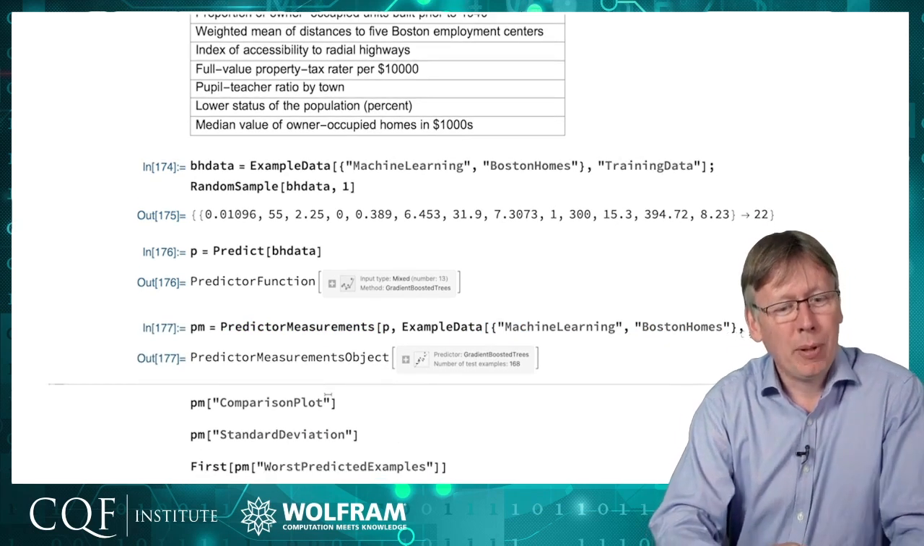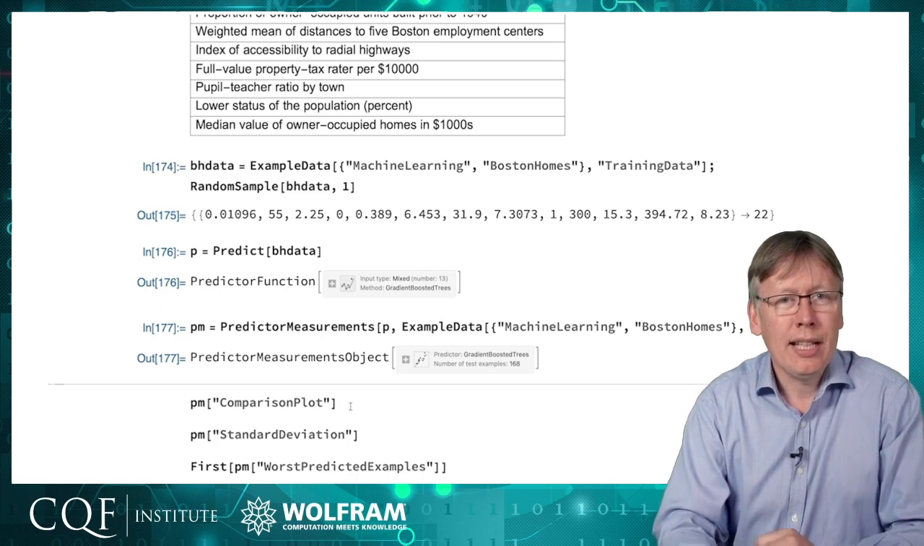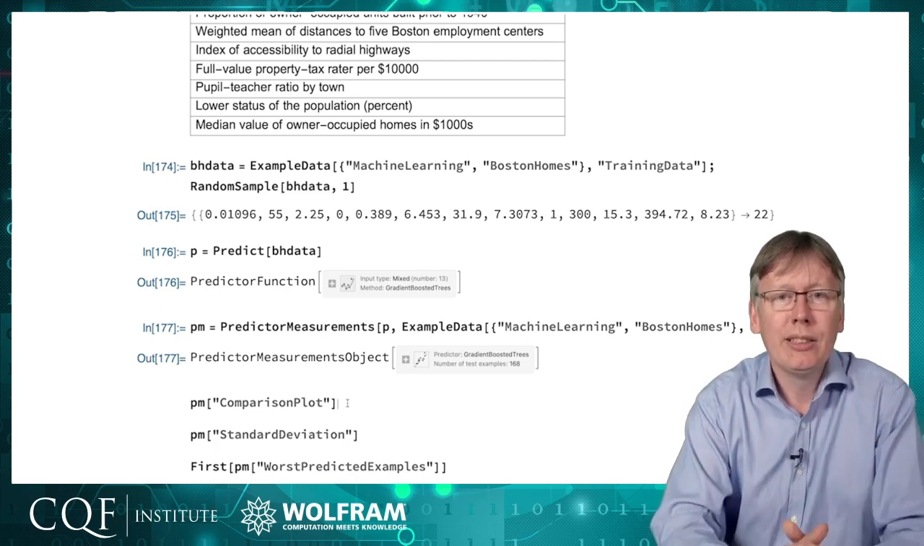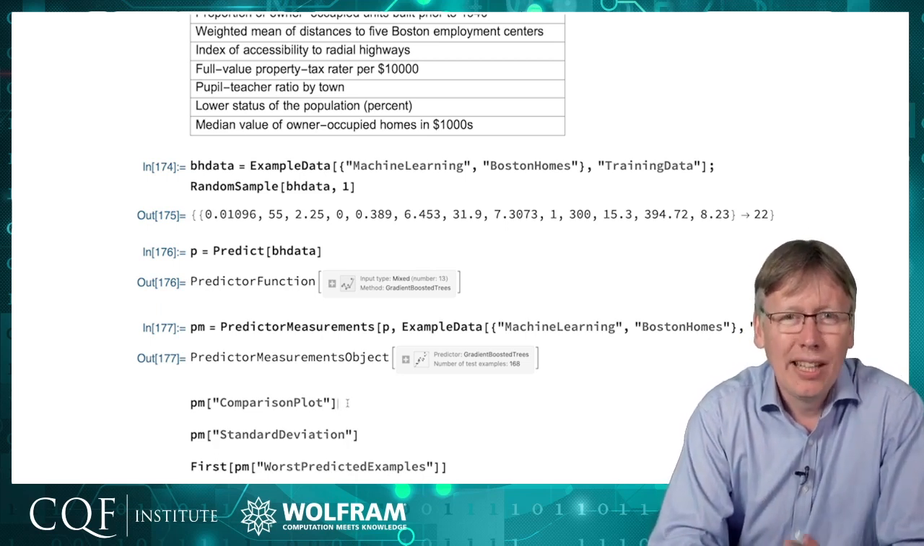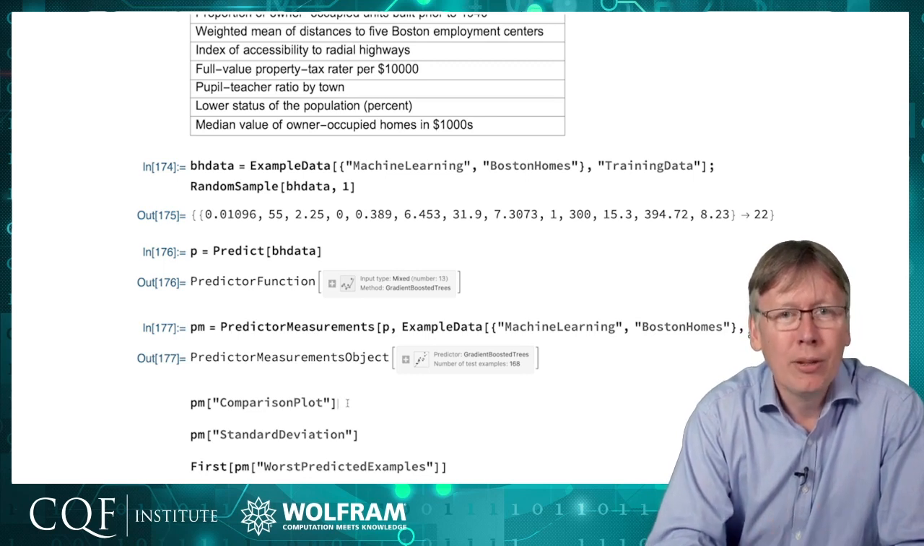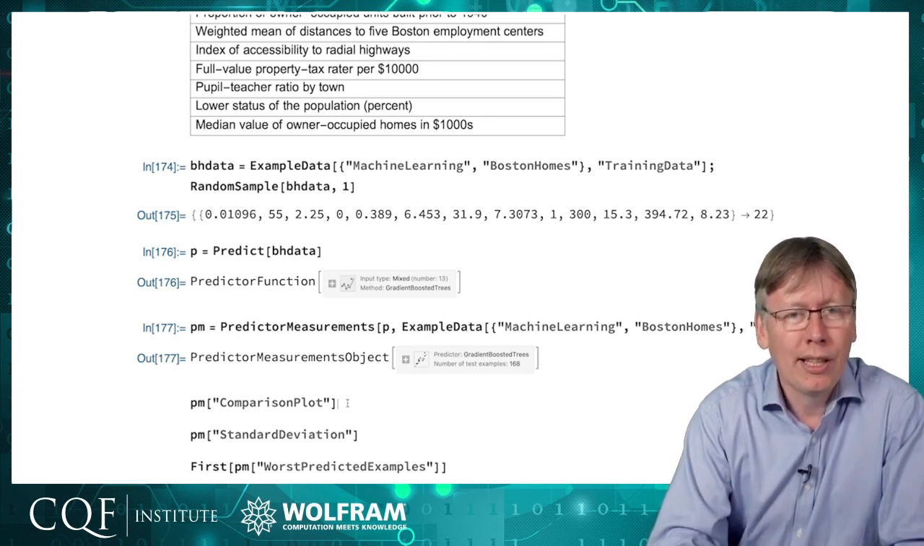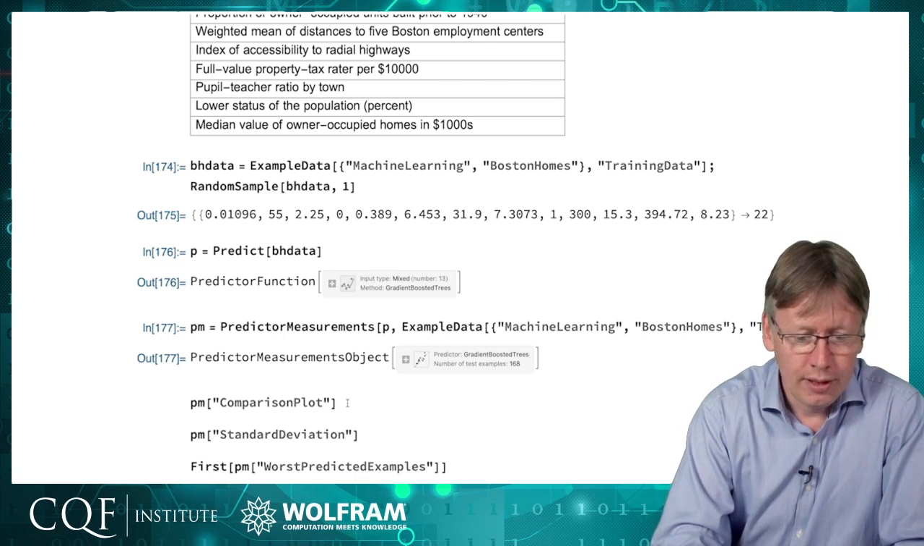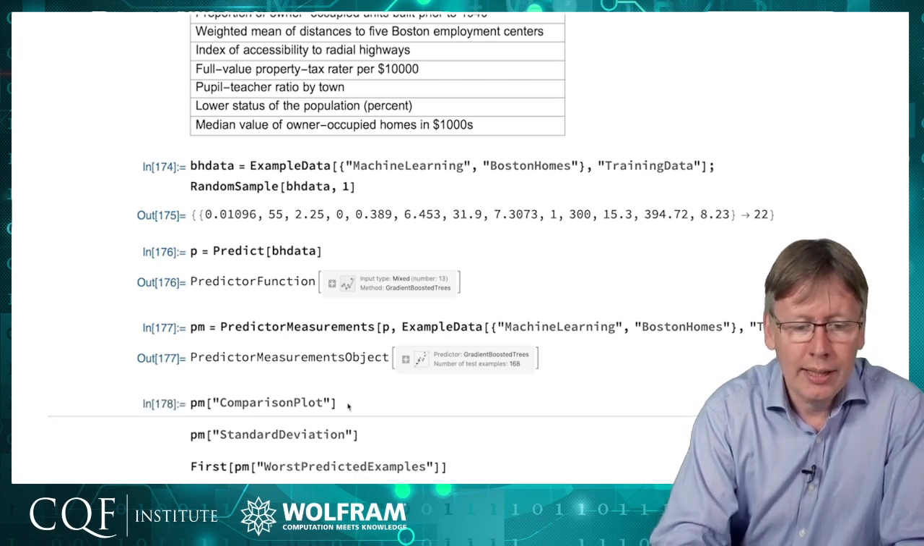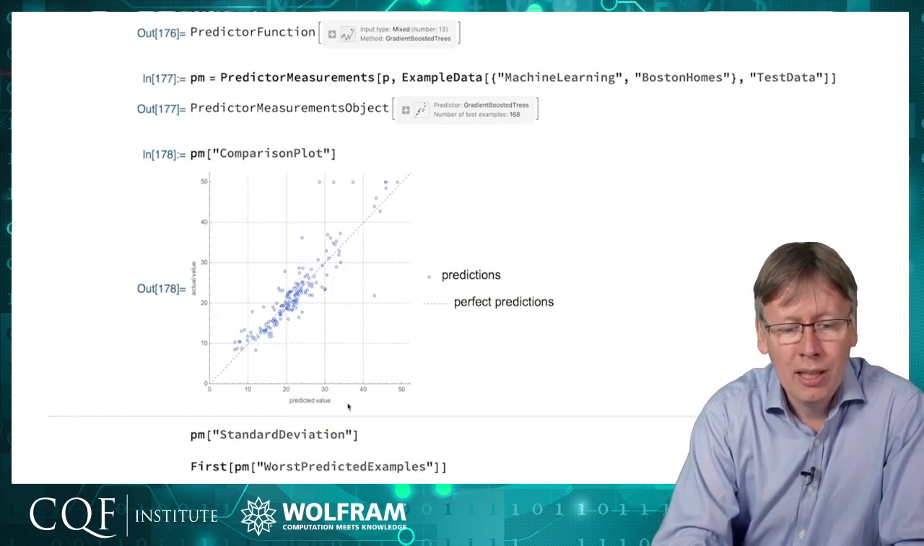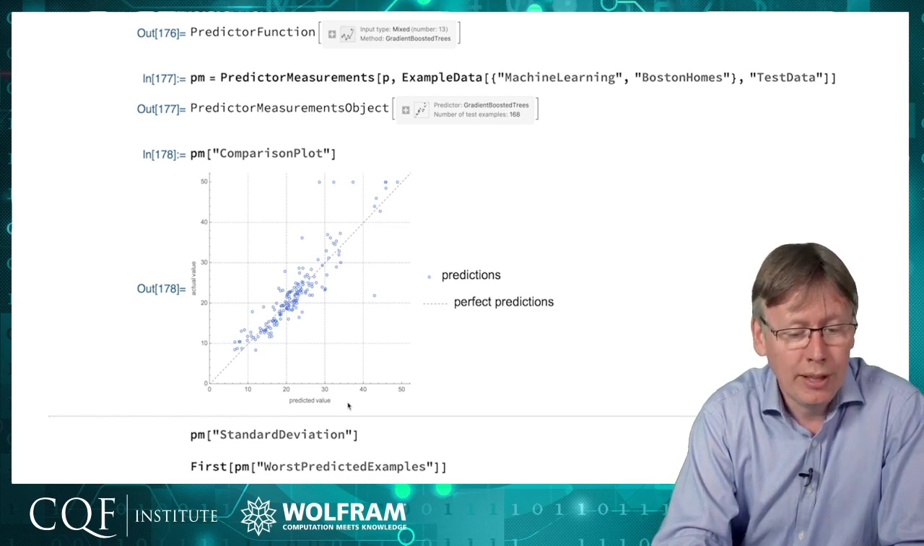Now, again, because these are continuous numbers, the tests that we used, like accuracy and confusion matrix before, are not so appropriate because they're geared around absolutes of in the right class or not. So one of the most useful is a comparison plot, which is just plotting the input versus the output value.